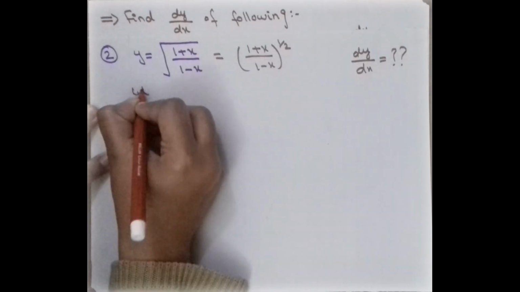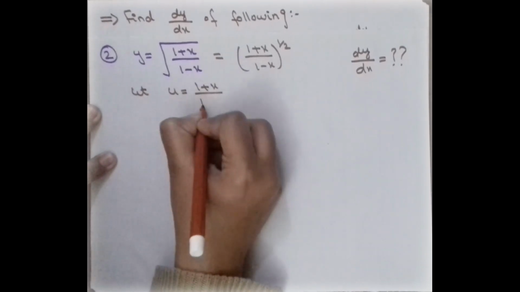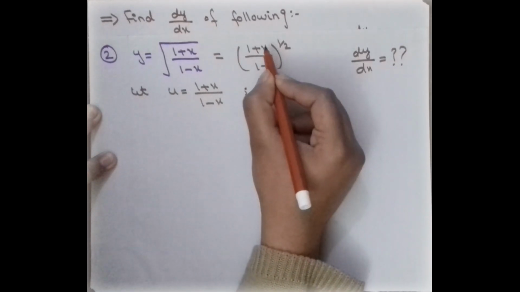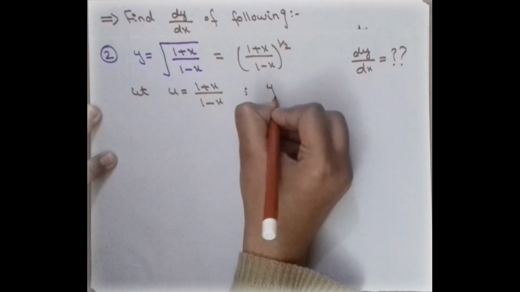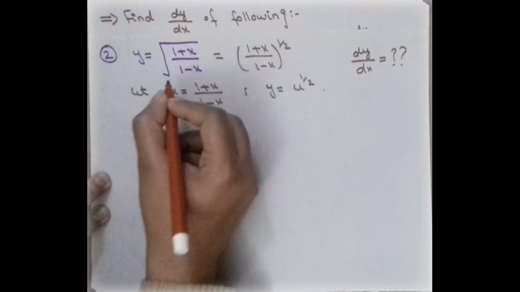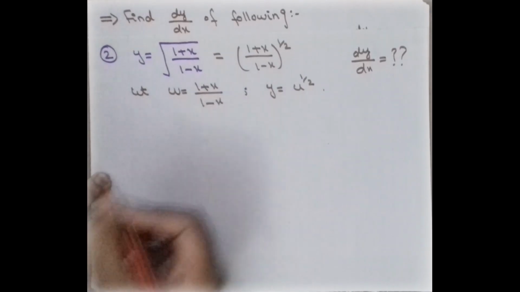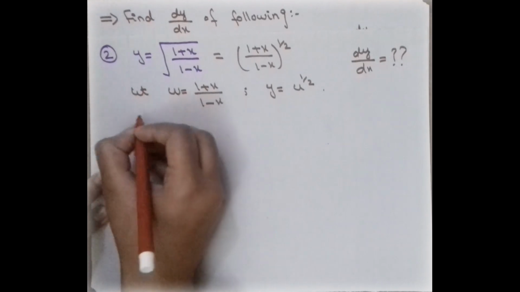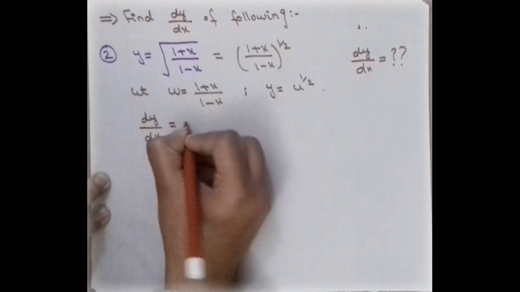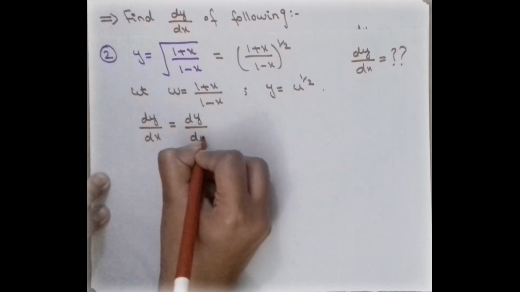Let's start. Suppose u equals (1 plus x) divided by (1 minus x), the inner term. Then y becomes u to the power 1 over 2. The chain rule says that if you involve any variable, let's suppose w, then we have to calculate this factor, so we differentiate dy over dw.